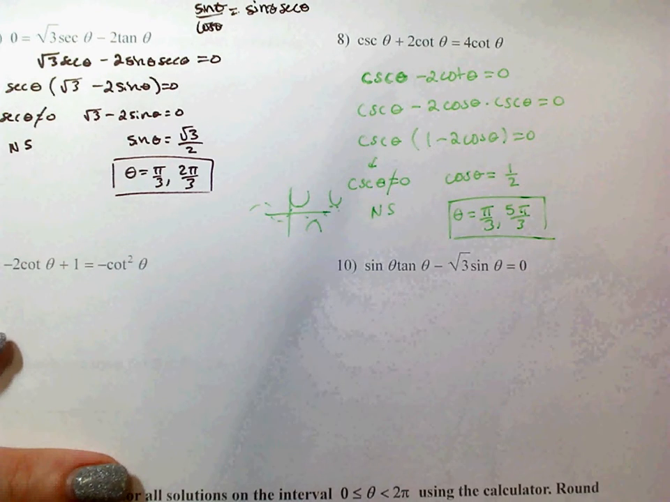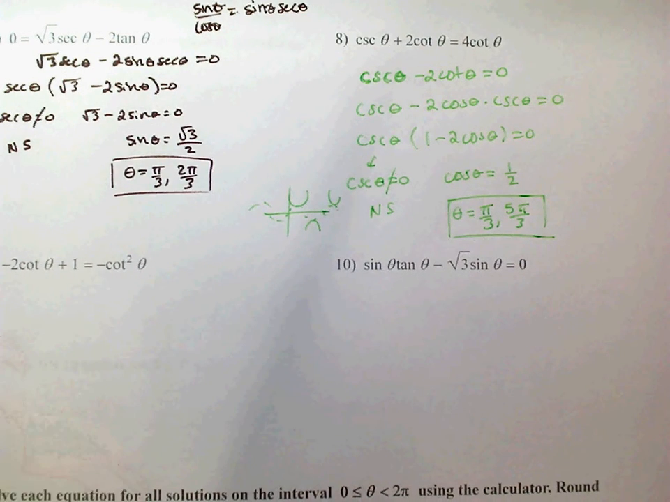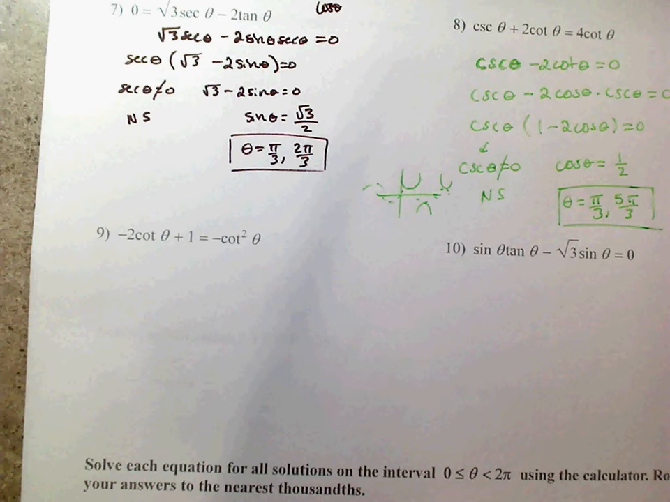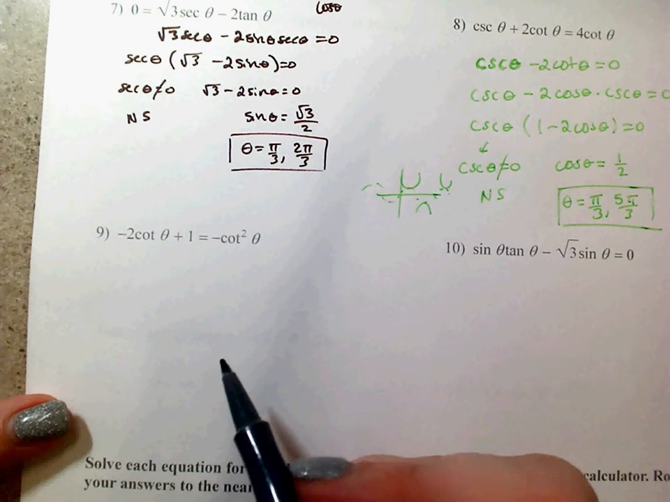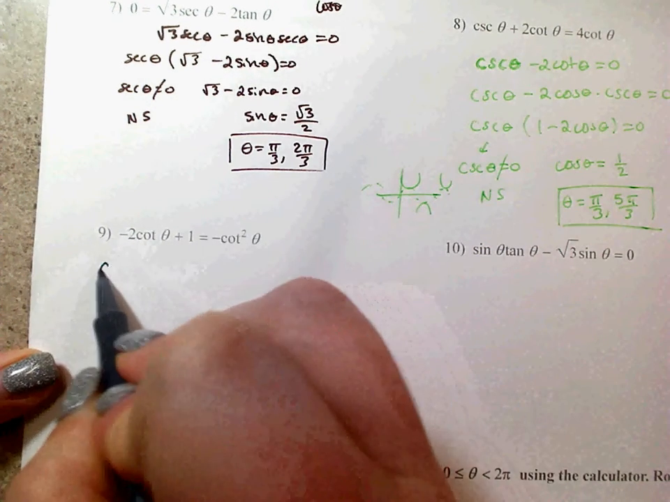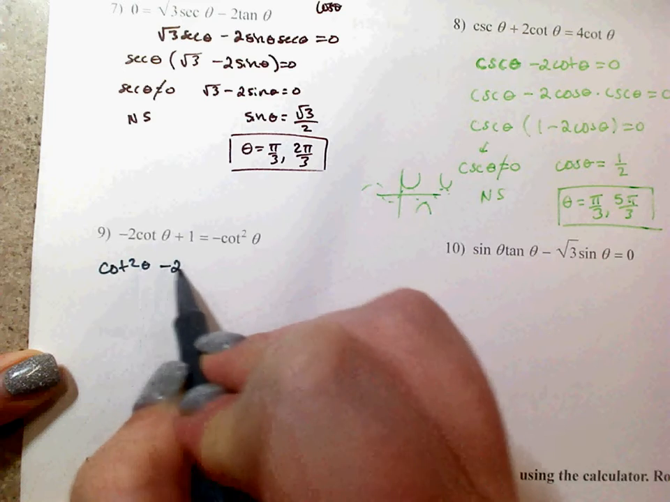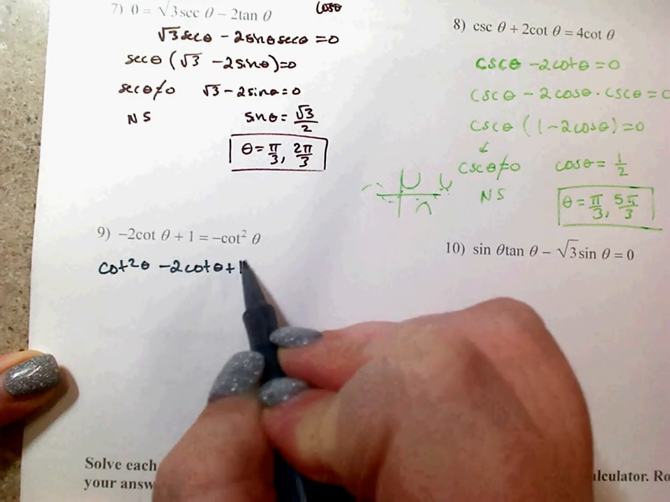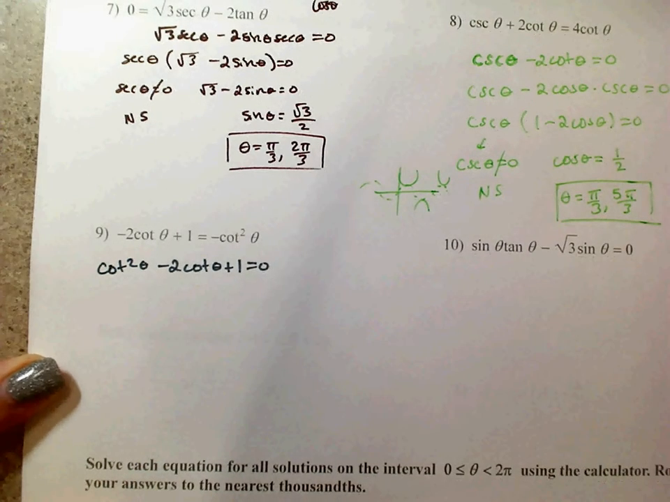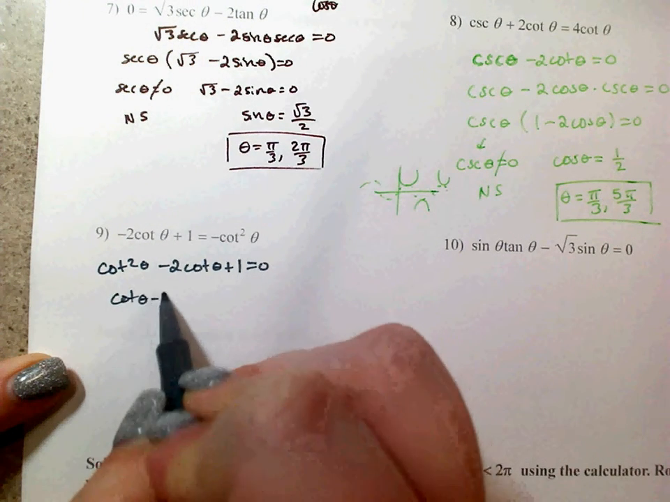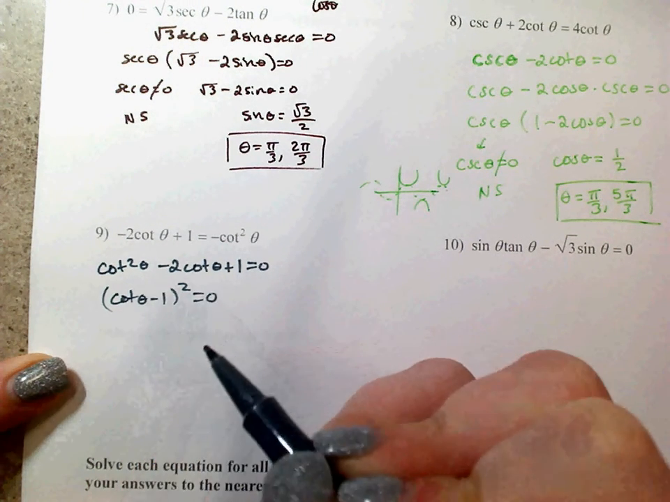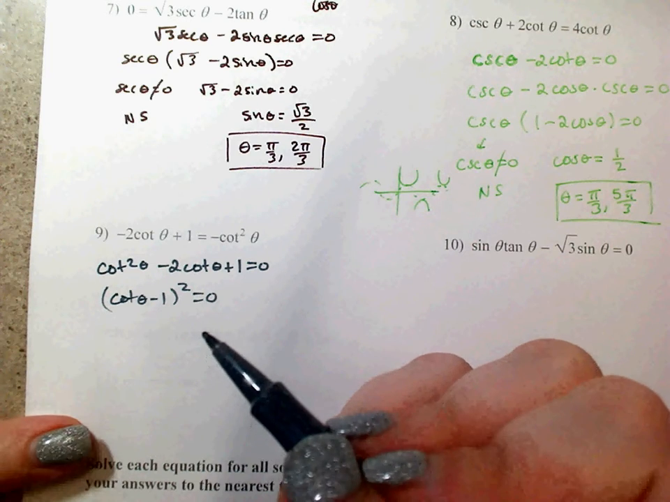Okay. Number 9. On number 9, I've got cotangent squared, and a constant, so that means a quadratic to me, so I'm going to add the cotangent squared over. So cotangent squared minus 2 cotangent plus 1 equals 0. Factors of 1 that add up to -2 are -1 and -1. So cotangent of theta minus 1 squared, if you will. Cotangent of theta minus 1 times cotangent of theta minus 1. The square doesn't matter. You square it both sides, it's still 0.